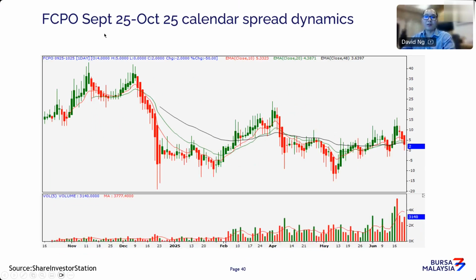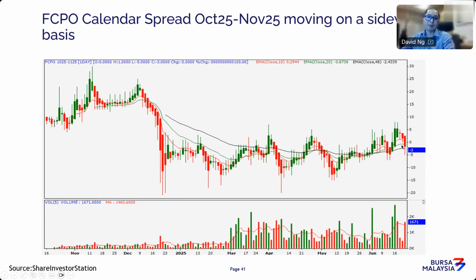Now, this is the SCPO September-October calendar spread contract. It's quite range-bound. We started off the year quite badly. It went from positive 40 as a premium market down to par, almost 0. Then there was slight momentum, but then it went sideways. Right now, it's still pretty much a sideways market, but it's important to watch where the market may head in the next couple of days or weeks.